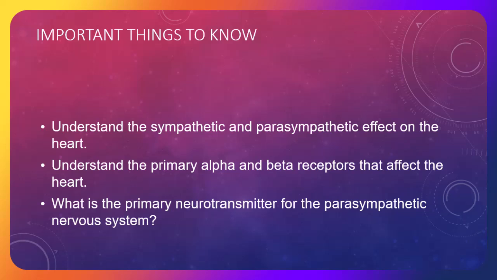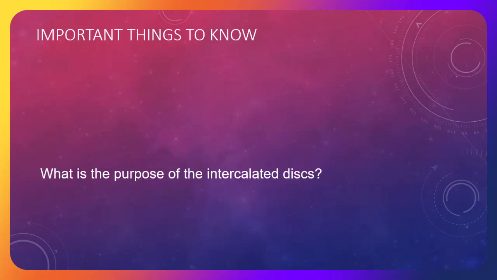Okay. What do beta 2 receptors do when they are activated in the lungs? Bronchodilation. You will have medicines that you will give that will activate the beta 2 receptors. That's a very, very good thing. What's the primary neurotransmitter for the parasympathetic nervous system? Acetylcholine. Very good. Intercalated disc. What are intercalated discs? Kyle.